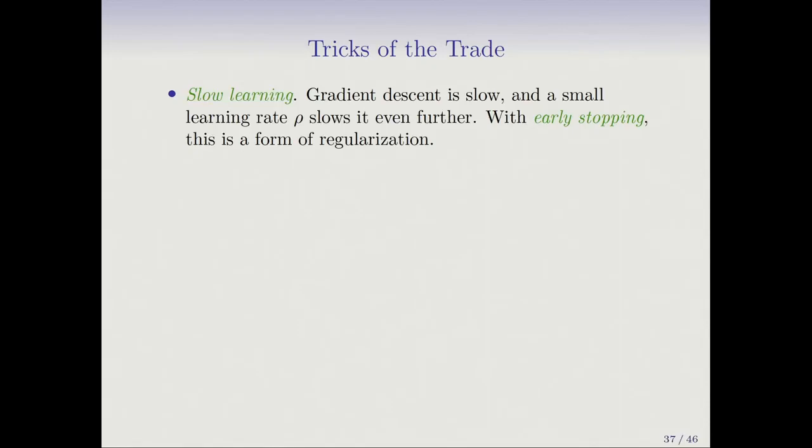I guess, importantly, there are some tricks of the trade. One is slow learning. It turns out gradient descent is a slow way of optimizing, and a small learning rate rho slows it even further. So one idea is to use early stopping as a form of regularization. Even though you've got a very highly parameterized network, if you fit it all the way down until you reach a minimum, you're going to overfit. Gradient descent is a nice slow way of getting there, and if you stop early, you may end up in a really good spot.